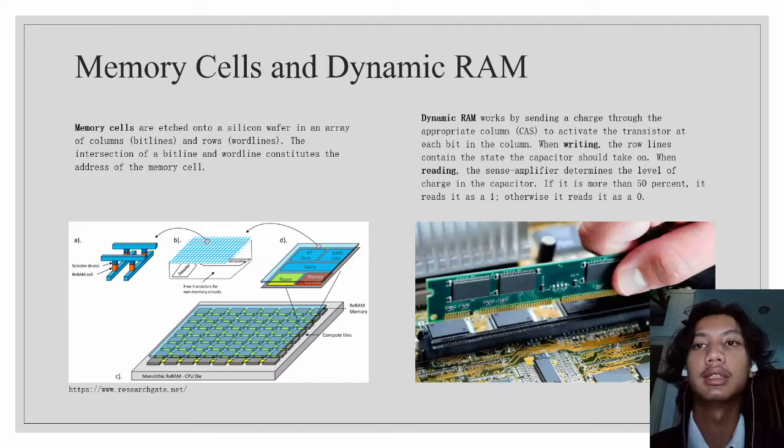Dynamic RAM works by sending a charge to the appropriate column to activate the transistor at each bit in the column. When writing, the row lines contain the state the capacitor should take on. When reading, the sense amplifier determines the level of charge in the capacitor. If it is more than 50%, it reads as a 1. Otherwise, it reads it as a 0.